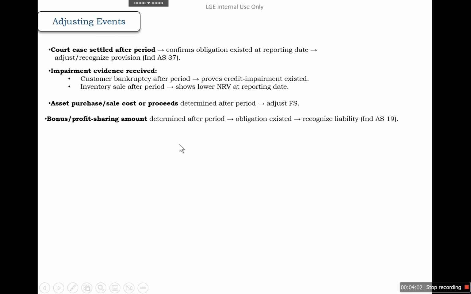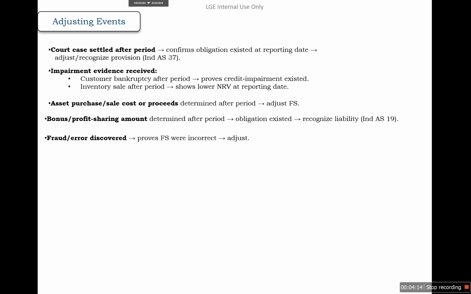Similarly, the decline in the value of an asset or inventory shows that the condition existed for a lower net realizable value at the reporting date. Similarly, in the case of sale of assets and sale cost, and bonus and profit sharing amounts that were determined after the period but where the obligation existed on the reporting date, we need to recognize them as per Ind AS 19.